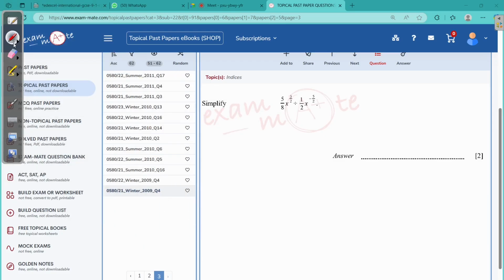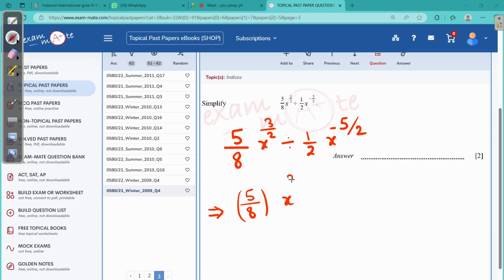This is the first question for our revision. We have to simplify this expression: 5 upon 8 x raised to power 3 by 2 divided by 1 over 2 x raised to power minus 5 by 2. For this, you may take this approach. First of all, write in proper form in which you understand easily. So it should be written as 5 upon 8 x raised to power 3 over 2 and whole divided by.